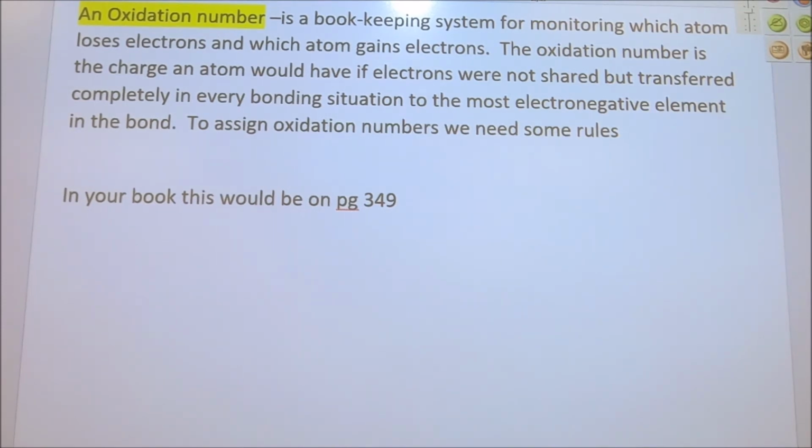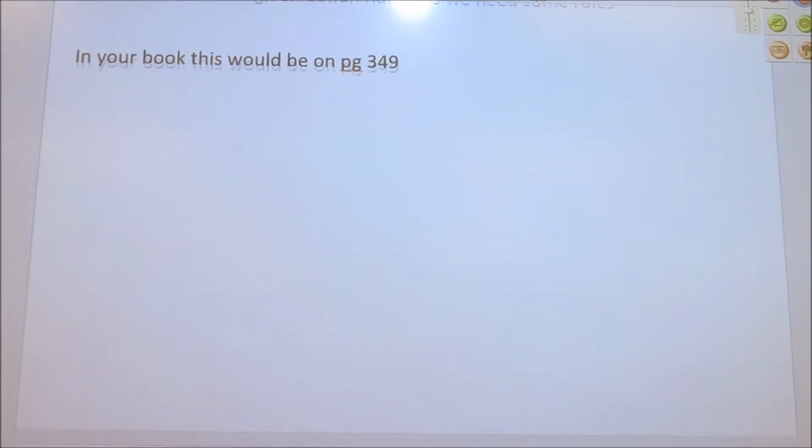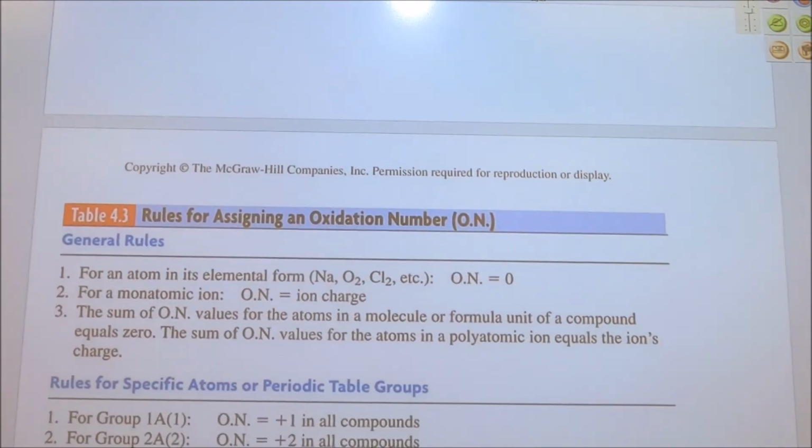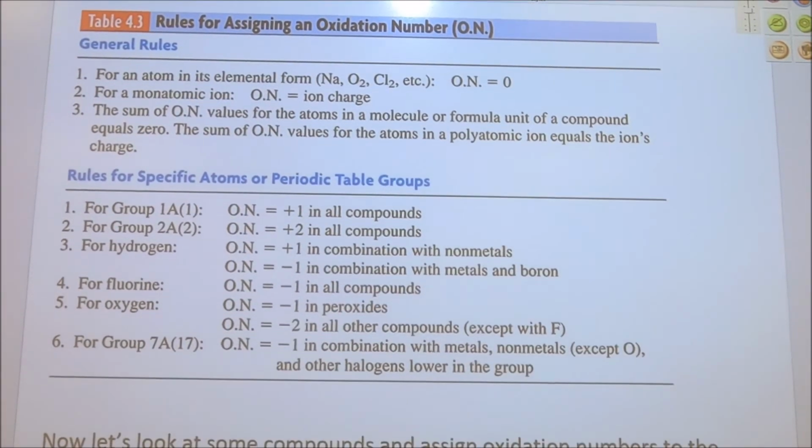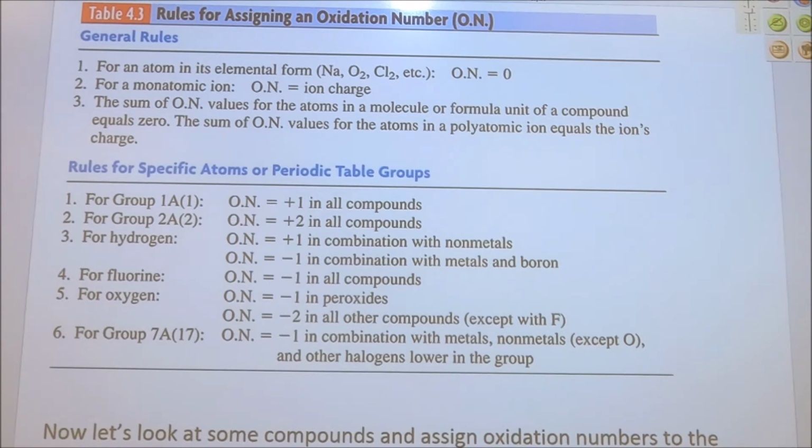So to assign oxidation numbers, we're going to need some rules. In your book, the rules for assigning oxidation numbers are on page 343. Don't panic, I'm not going to ask you to memorize these on a test. I'll give you the chart. Now, here's one from a different textbook. I like this one a little better. The one in your book is using the same process, it's just laid out a little differently. Okay? So let's go over the general rules.